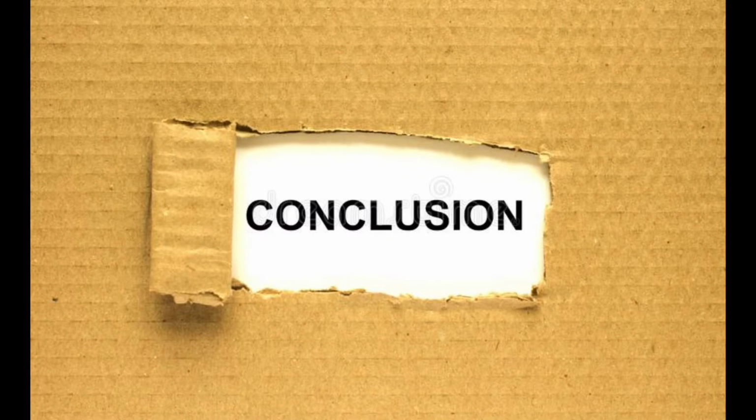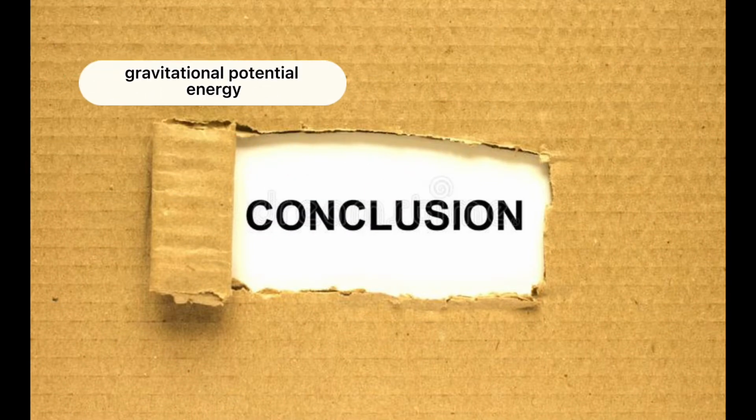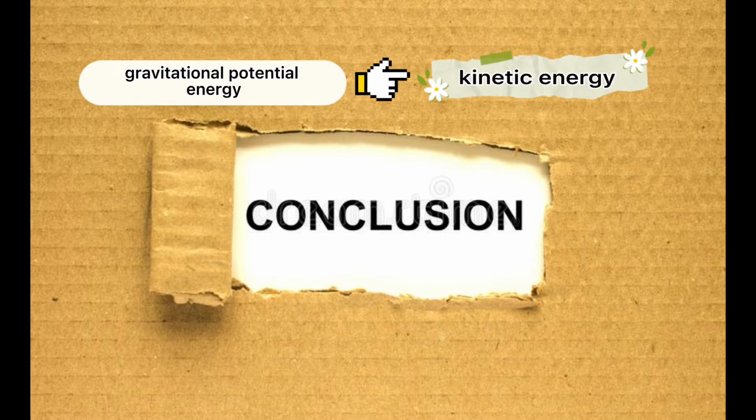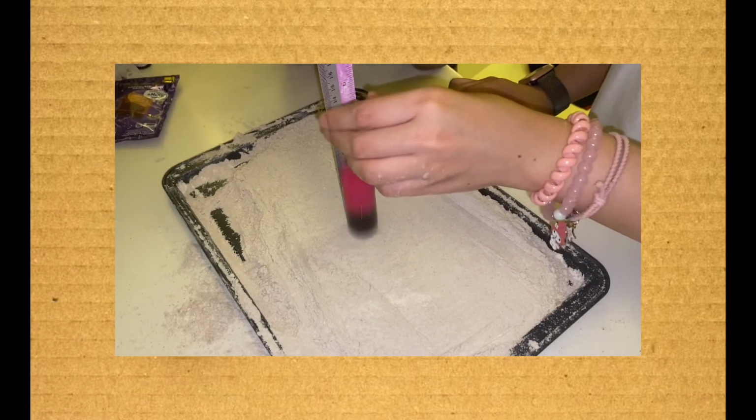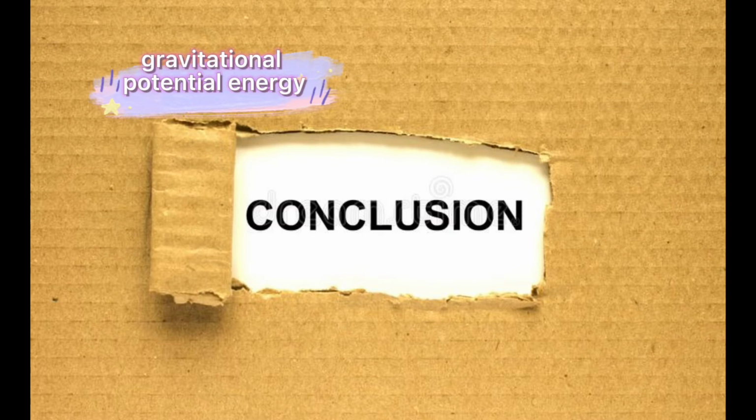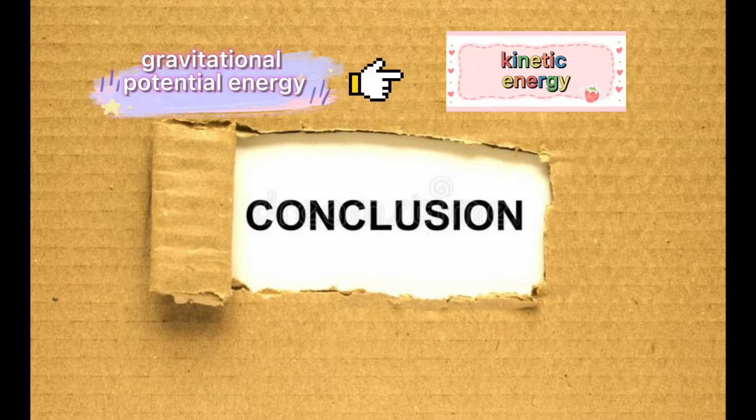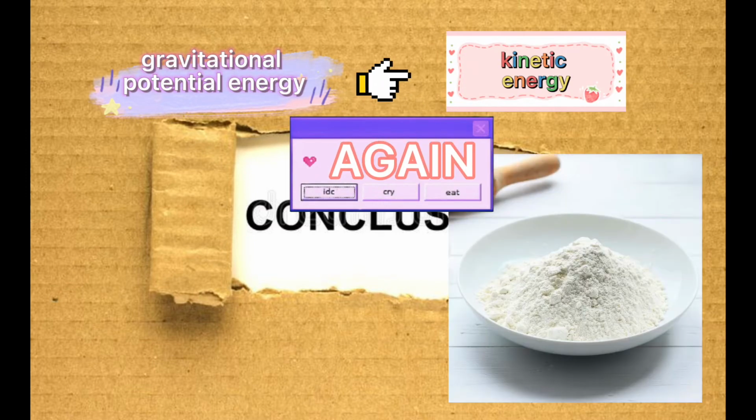In conclusion, the gravitational potential energy of the object converts to kinetic energy of the object when it falls. When it is about to hit the floor, all the gravitational potential energy will convert to kinetic energy of the object, and the floor will gain more kinetic energy.